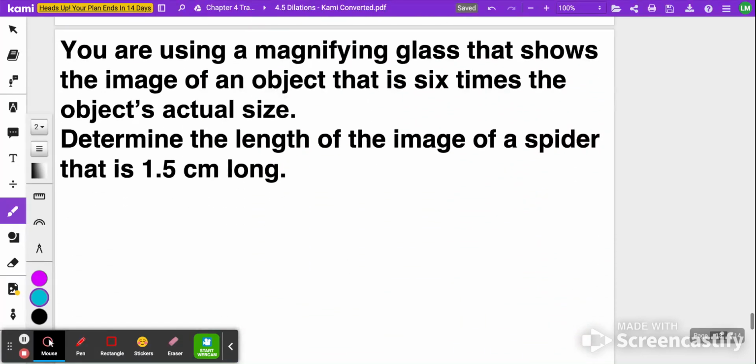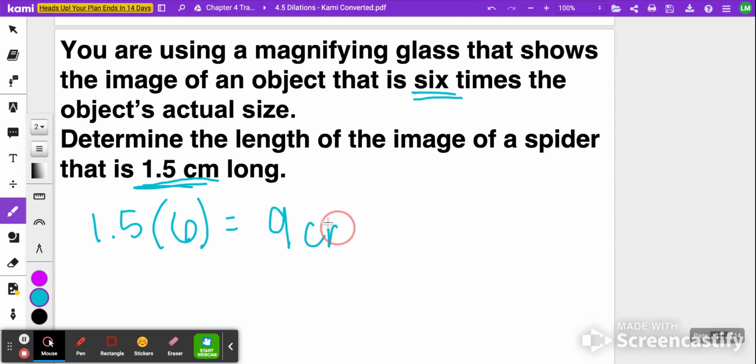The last one we have: you are using a magnifying glass that shows the image of an object that is 6 times the object's actual size. Determine the length of the image of a spider that is 1.5 centimeters long. Remember, if your spider is 1.5 centimeters long and you're using a magnifying glass, that's going to be 6 times the amount. So you would take your 1.5 current measurement, multiply that by 6, and on the magnifying glass, the spider would come up to 9 centimeters. Okay?